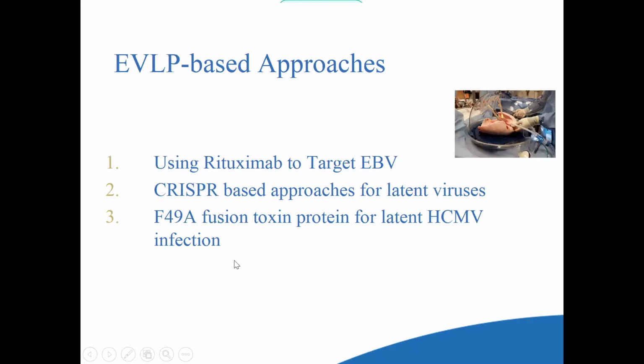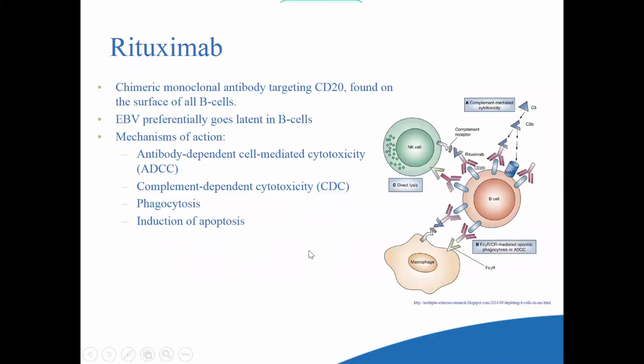I'm going to talk about 3 approaches that we've been looking at. So the first is for EBV, and it's using rituximab to target EBV. The second 2 approaches are for CMV, and one is a CRISPR-based approach, and one is something called a fusion toxin protein, which I'll describe both of those in a little bit more detail. So first, the rituximab approach.